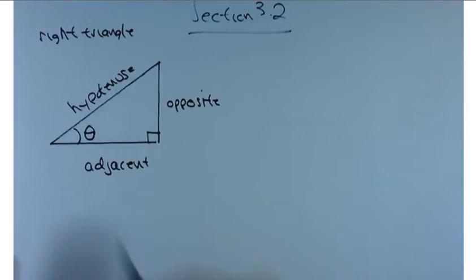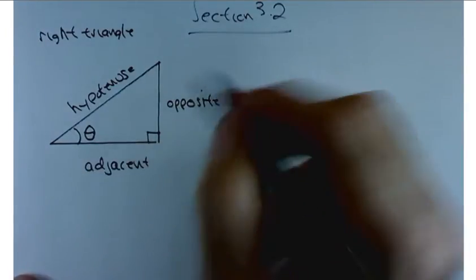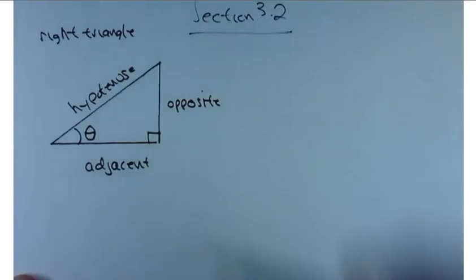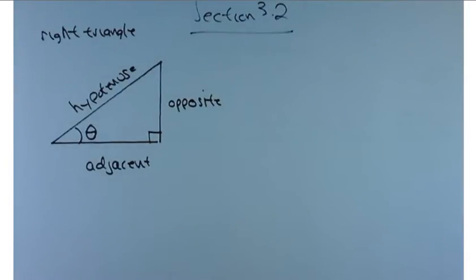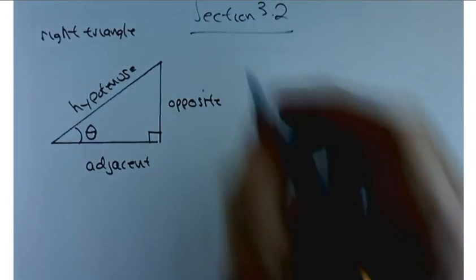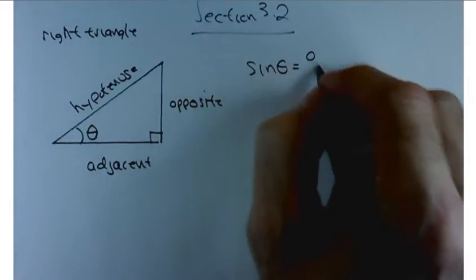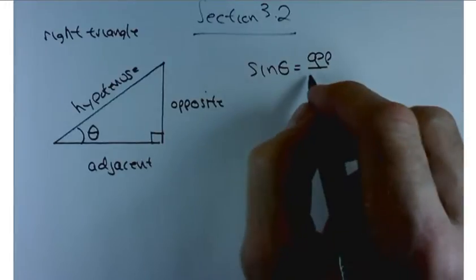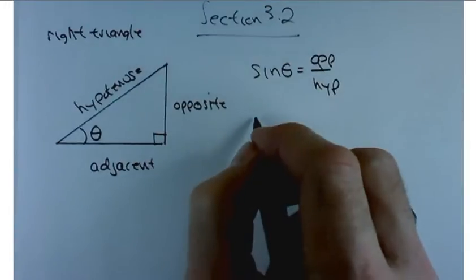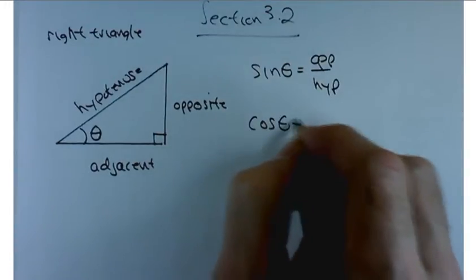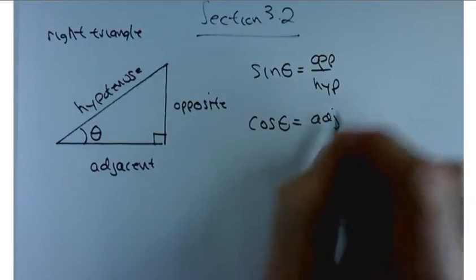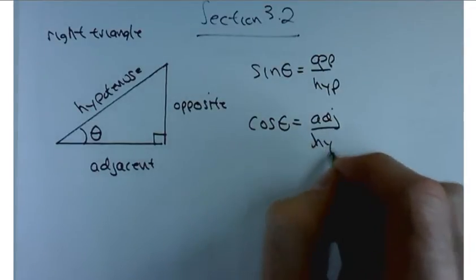And if we have it here, then we can define sine, cosine, and tangent in terms of some sides of a triangle. So, for instance, the sine of theta is going to be the opposite side over the hypotenuse. The cosine of theta is going to be the adjacent side over the hypotenuse.